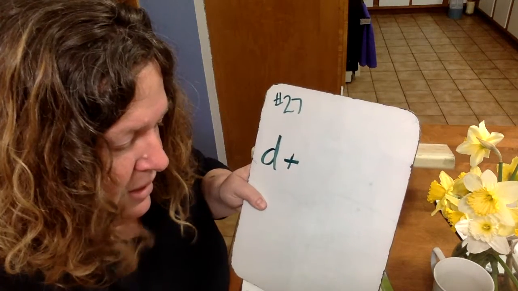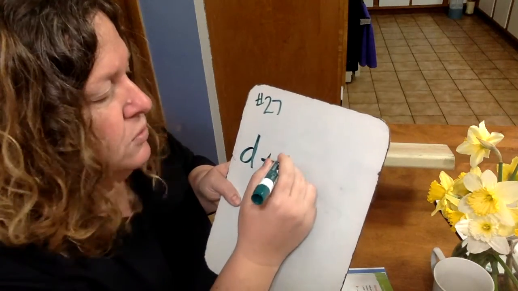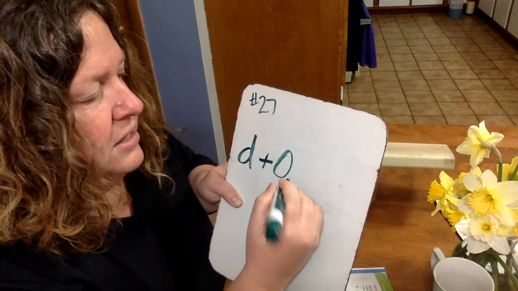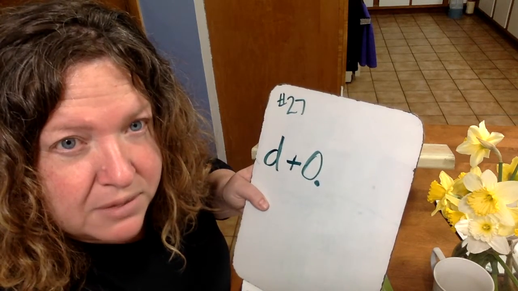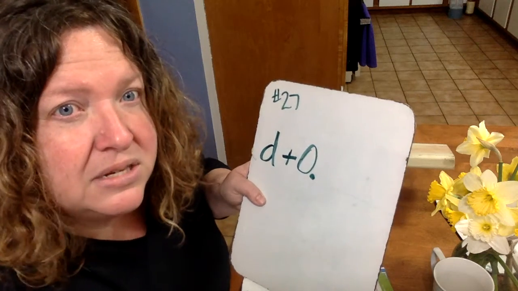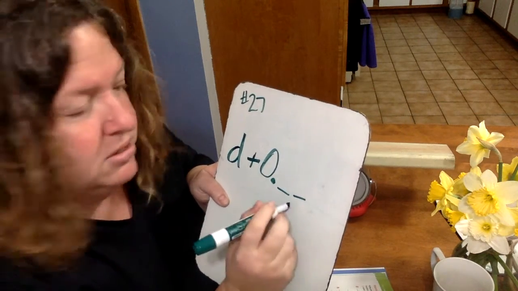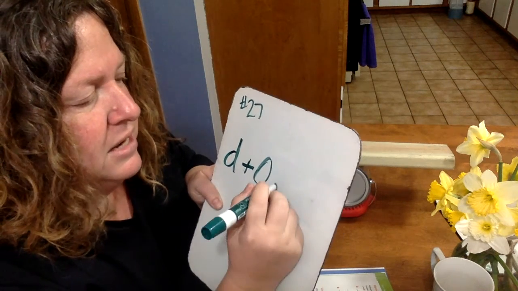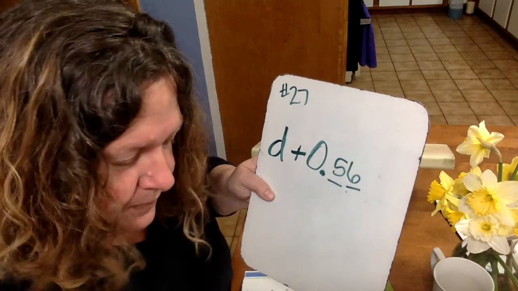add, by 56 hundredths, there's no whole number, so we're going to put a 0 on the decimal point. When we hear 56 hundredths, we know we have to write the number 56, and we know it has to end in the hundredths place. So this is the hundredths place, so 56 has to end here. So I write it to end there.